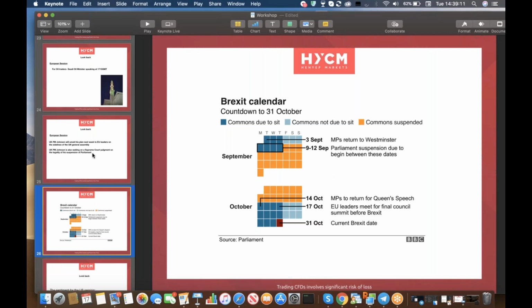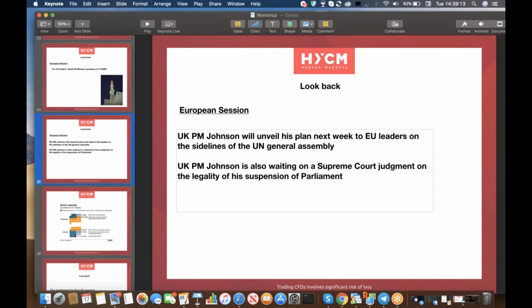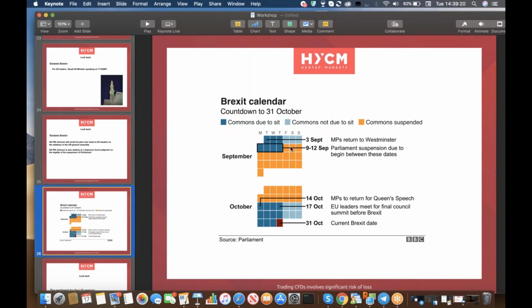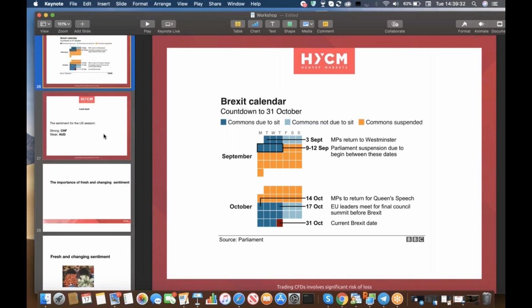But watch out for this, the Supreme Court judgment. That will have an impact. If Johnson is found to be illegal, then he will probably have to call Parliament back, and we'll have a bid in the pound, and we'll have more shenanigans out of the UK Parliament.